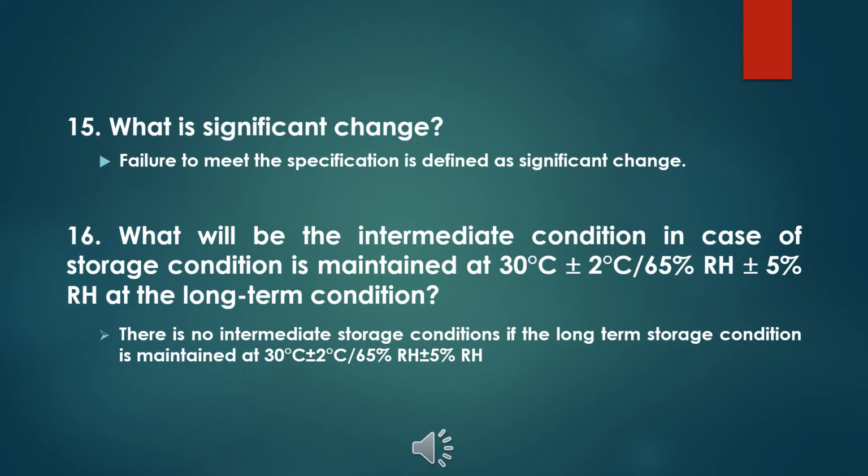Now next question. What will be the intermediate condition in case of storage condition is maintained at 30 degrees centigrade plus minus 2 degrees centigrade with 65% RH plus minus 5% RH at long term condition? There is no intermediate storage conditions if the long term storage condition is maintained at 30 degrees centigrade plus minus 2 degrees centigrade with 65% RH plus minus 5% RH.